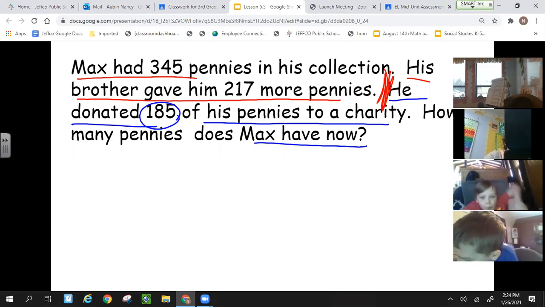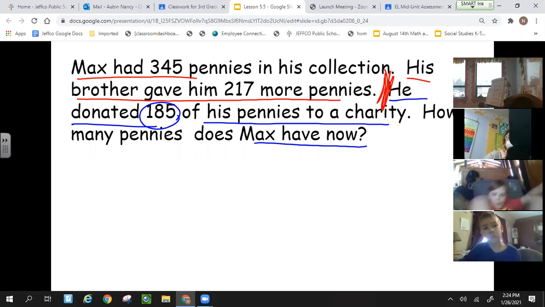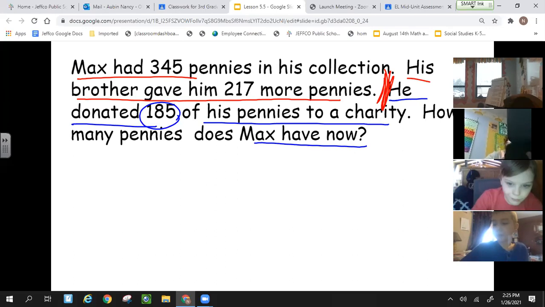Okay, two different steps. Look at those keywords. Reflect. Does it make sense? You know what the word donate means? What does it mean? If I donate my clothes to Goodwill, do I still have them? No. You give them away. He gave them away. You couldn't end up with more if you gave some away. Check your answer. You're coming up with an answer that doesn't make sense. You can't have more if you gave some away. I'm not checking your work.